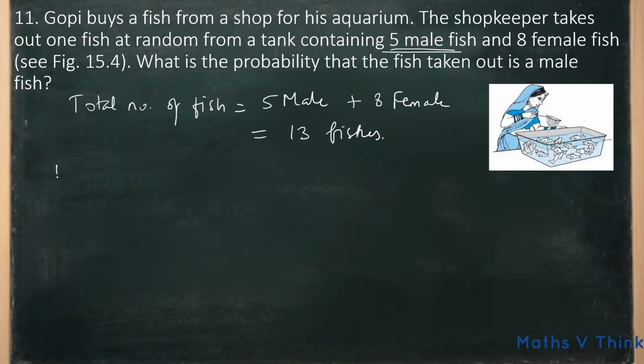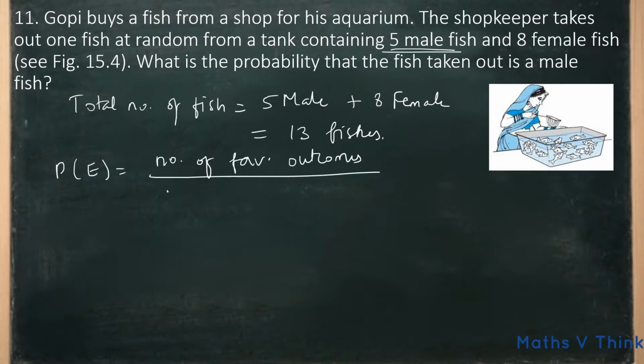Now, we should write the formula. Probability of an event is equal to number of favorable outcomes divided by total number of outcomes.